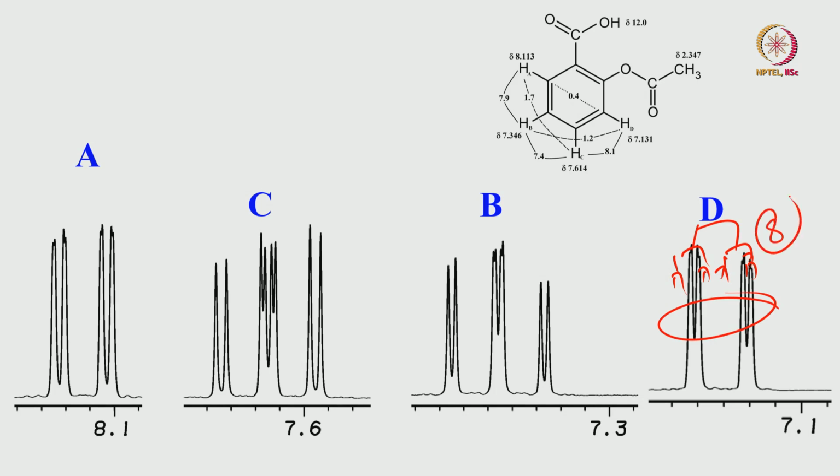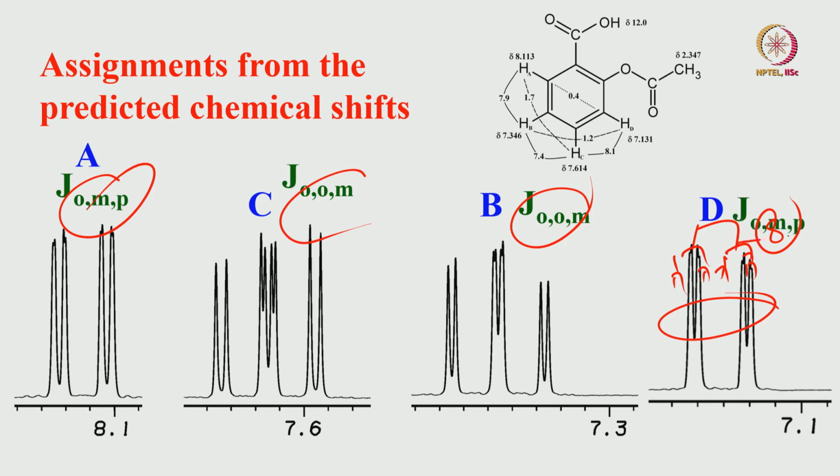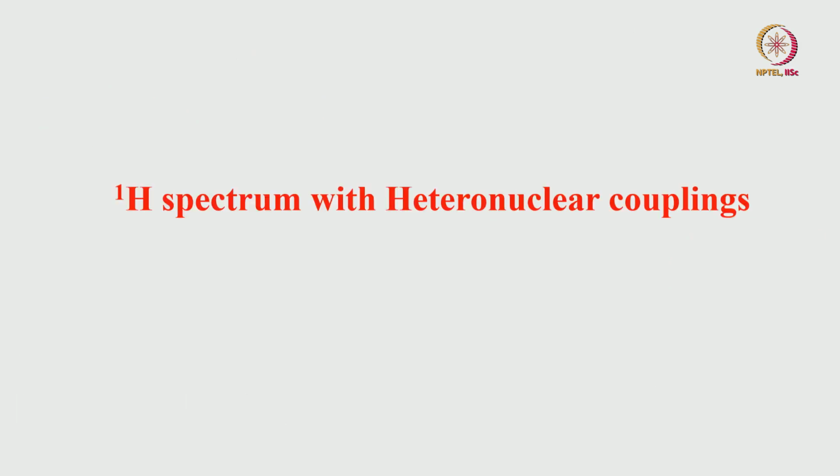So, the multiplicity pattern agrees, the chemical shift we predicted agrees. So, very easily you can make the assignment, and this is the aspirin tablet, phenyl. So, acetyl salicylic acid, we can make the assignment here very easily. So, that is how we can understand. Please remember, proton A has ortho, meta, para coupling, proton C has ortho and meta coupling, proton B has again ortho and meta coupling, and proton D has ortho, meta and para coupling. All the patterns we could assign without any difficulty.